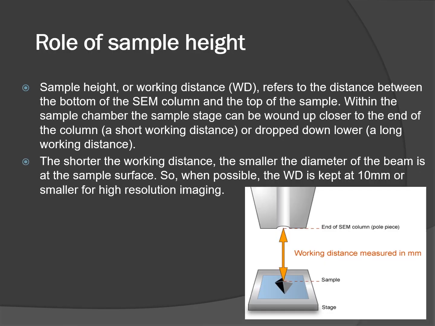Sample height or working distance refers to the distance between the bottom of the SEM column and the top of the sample. Within the sample chamber, the sample stage can be wound up closer to the end of the column, a short working distance, or dropped lower, a long working distance. The shorter the working distance, the smaller the diameter of the beam at the sample surface.